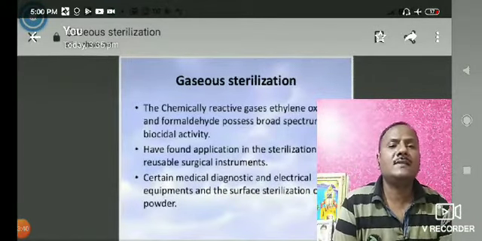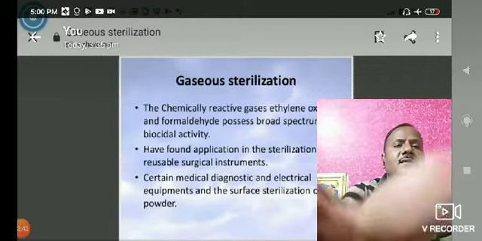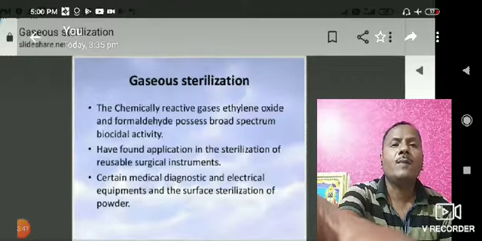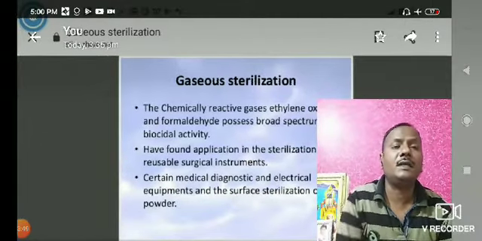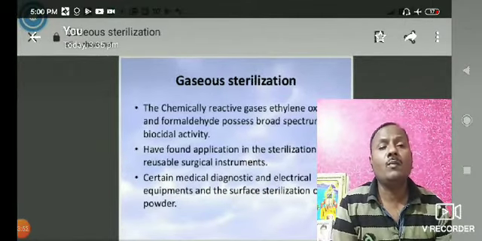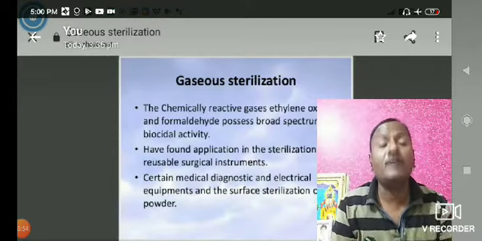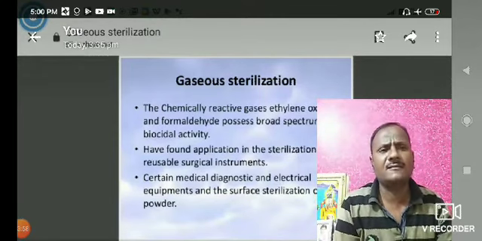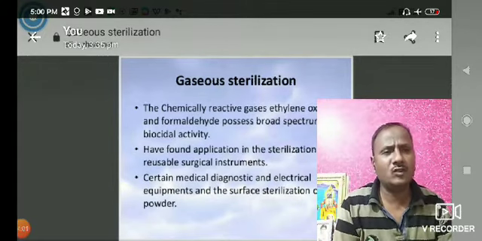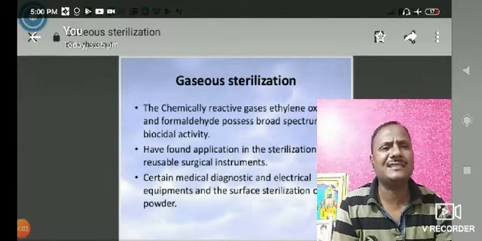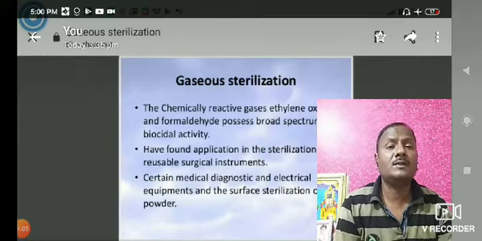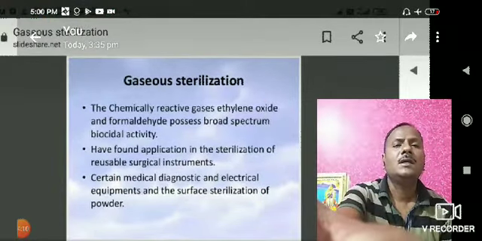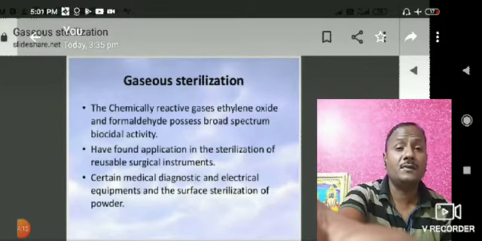So as a gaseous sterilizing agent, the chemically reactive gases ethylene oxide and formaldehyde possess broad spectrum biocidal activity. Broad spectrum means they are effective against different types of microorganisms, and biocidal means it kills. They have found application in the sterilization of reusable surgical instruments.